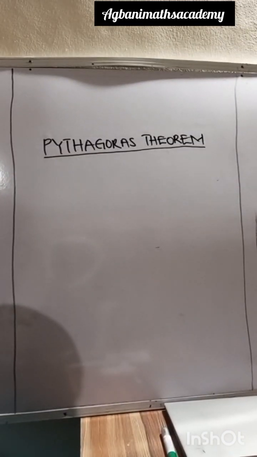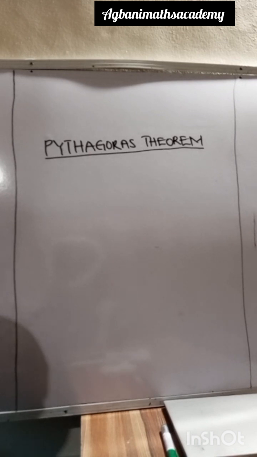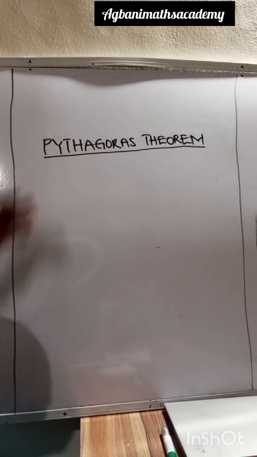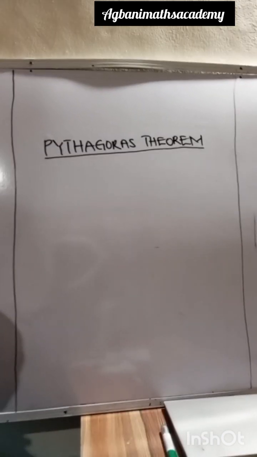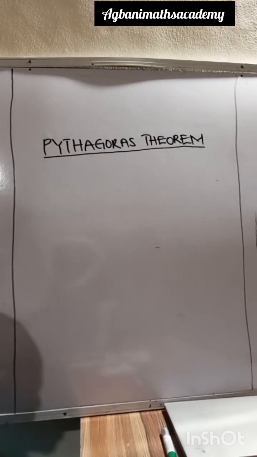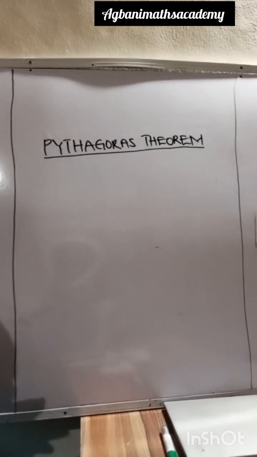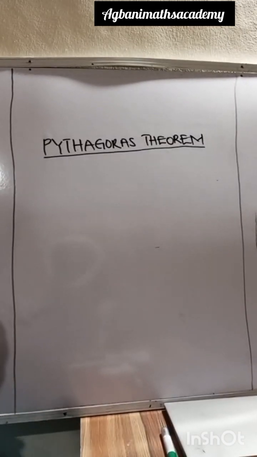So the topic for today is Pythagoras Theorem. Every math topic has a purpose. What is Pythagoras Theorem used for? Pythagoras Theorem is used to calculate the length of one side of a right angle triangle when the other two sides are given. So let's write that down.